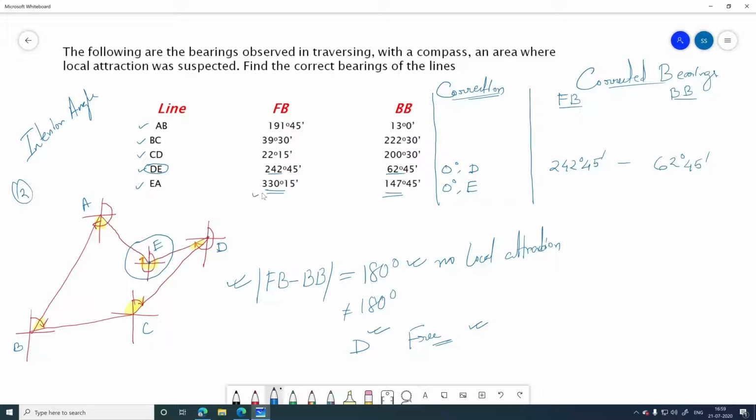Now it is also correct, the forebearing of EA, that is 330 degree 15 minutes. But what is the back bearing of EA? This particular value is not correct, because the back bearing of EA you can say is the forebearing of AE. So that means for this particular bearing we have considered the station point A.